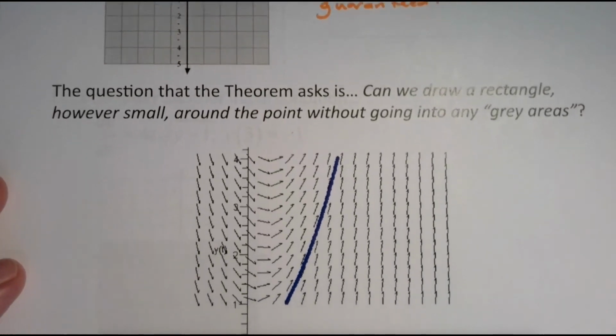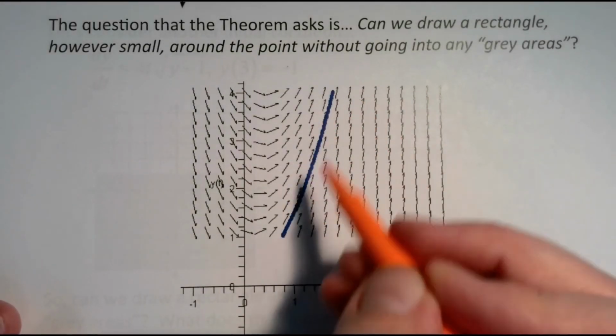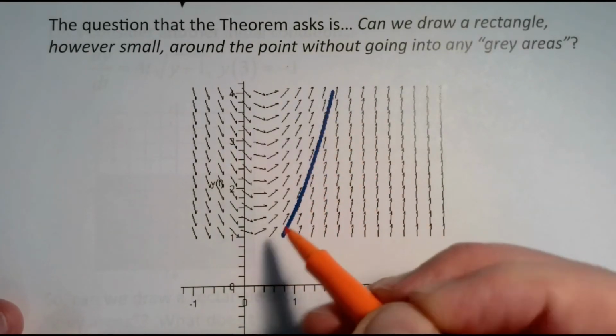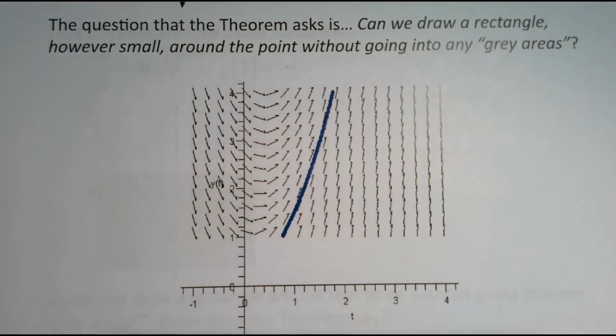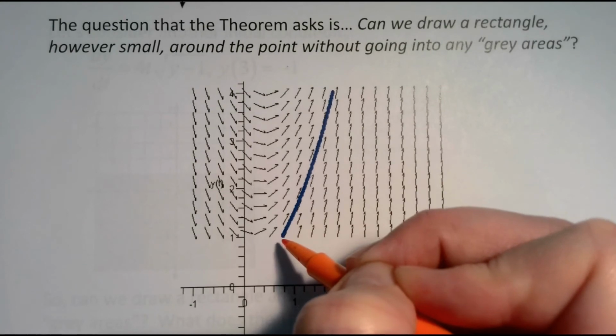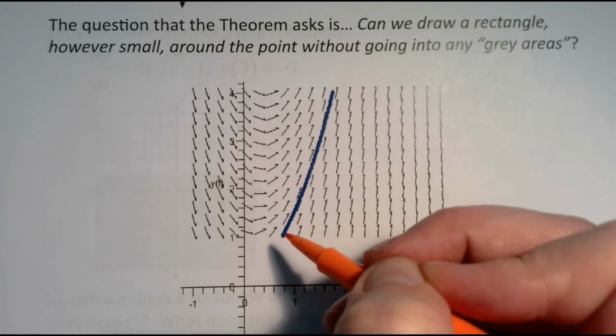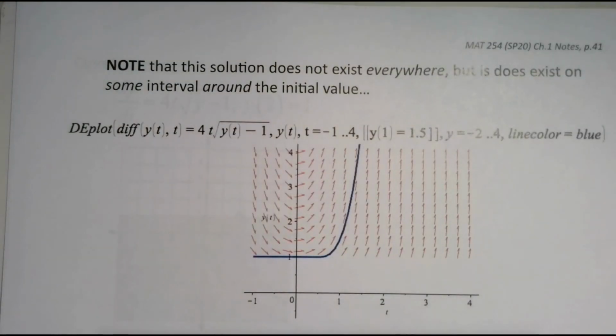The question the theorem asks is, can we draw a rectangle, however small, around a point without going into any of the gray areas, the danger zone where there's no guaranteed solution? When we drew it in Maple, you saw that sometimes the solution would ride down here, and then Maple sometimes rides it along here. That part of the solution is actually Maple trying to make do as best it can with what it has. But really the solution would look something like this. Once you get to y equals 1, it just disappears because the solution is no longer guaranteed. So at the top of the next page, we see a further example of this.